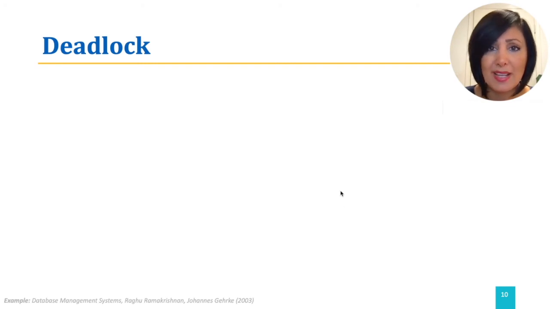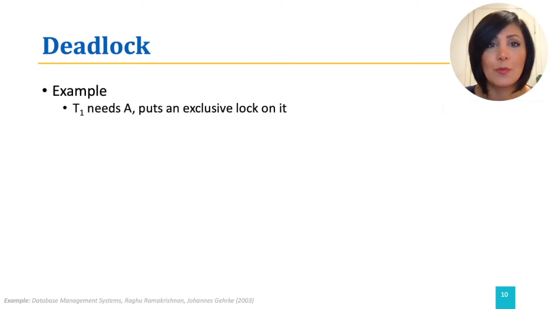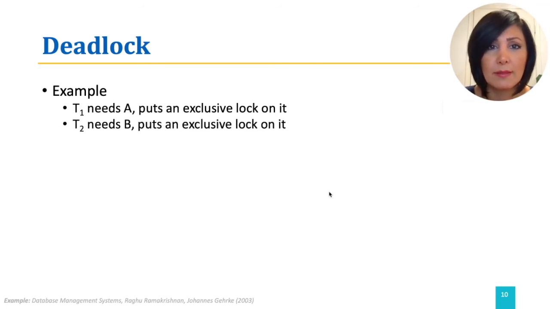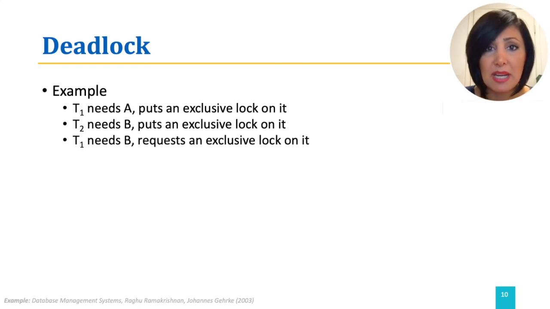Assume two transactions, T1 and T2. Say T1 needs an object A and puts an exclusive lock on it. Then T2 needs another object, B, and there is no conflict, so it puts the lock on B. Then T1 needs B that T2 just put a lock on, so it has to wait in the queue till T2 releases the lock on B to acquire it.